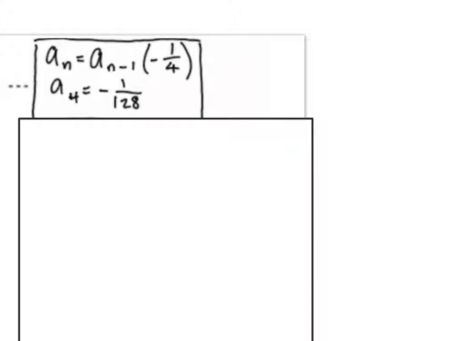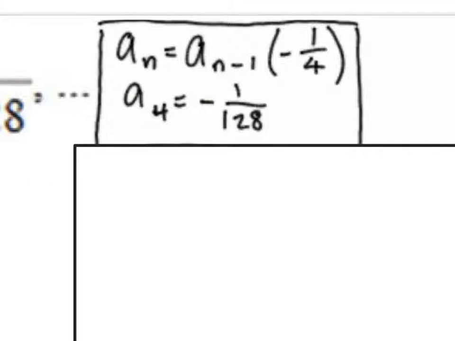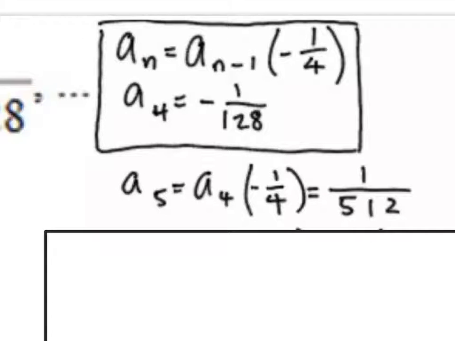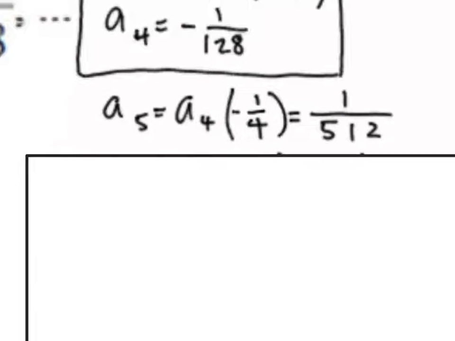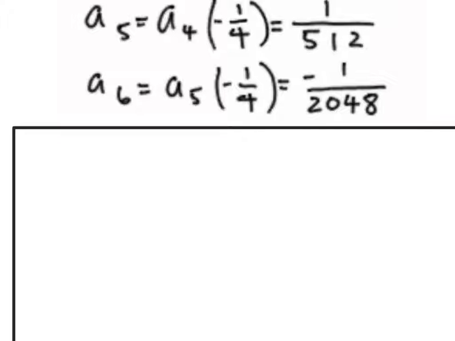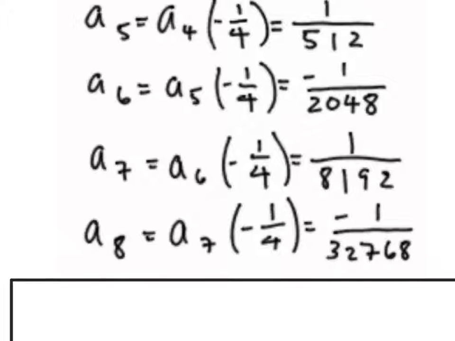What does the recursive equation look like? It's going to look a little something like this. A sub n equals a sub n minus 1 times negative 1/4. And we're going to be using the fourth term as our jump off for identifying subsequent terms in this sequence. So what's the fifth term? Well, the fifth term is the fourth term times the ratio, which is going to give us 1 over 512. The sixth term is the fifth term times negative 1/4. Seventh term is the sixth term times negative 1/4, and so on and so forth.